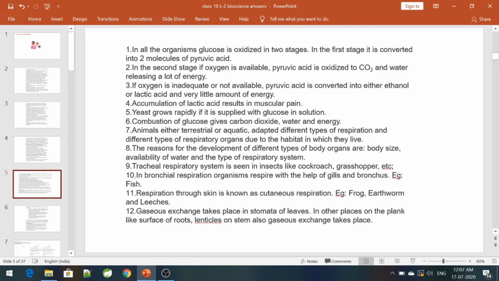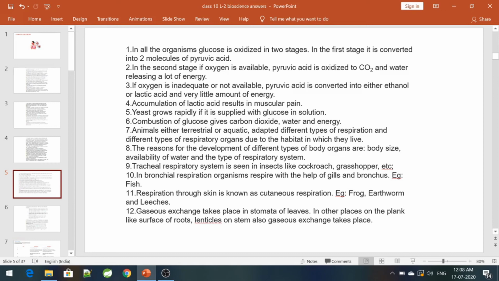So the pyruvic acid has to go through a reaction. If oxygen is available, it will produce carbon dioxide, water and energy. If not, what will it produce? It will be converted into ethanol and lactic acid and a very small amount of energy, whereas when oxygen is available, it gives lots of energy. Accumulation of lactic acid results in muscular pain. If more lactic acid is present, it results in what? Muscular pains. Yeast grows rapidly if it is supplied with glucose in solution.